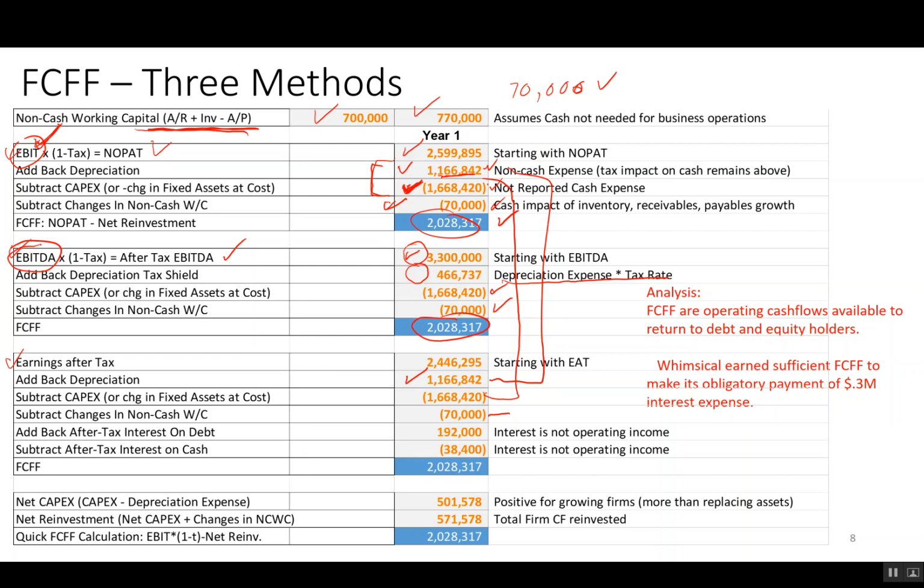One way of thinking about this FCFF, free cash flows to the firm, is a cash flow that's being generated from the operations of the firm before the payment of any capital back to shareholders or bondholders, and does not include investment activities like holding marketable securities. So what we're going to do is add back the after-tax interest on debt, and we're going to subtract the after-tax interest on cash. And there's my free cash flow to the firm.